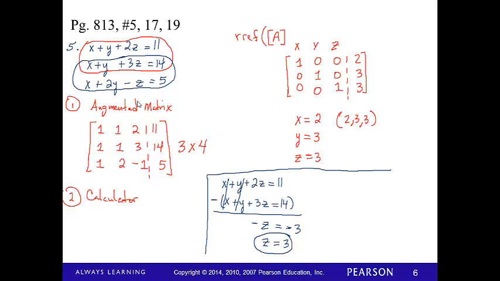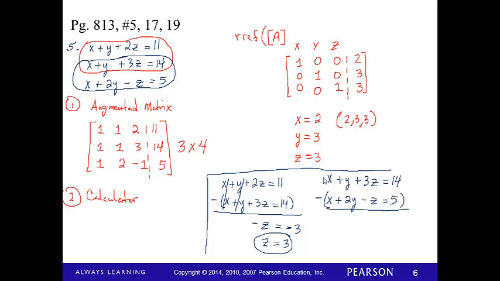So now we're going to work with the last 2 equations. So again, we're going to subtract them. So we have x plus y plus 3z equals 14. And then we have x plus 2y minus z equals 5. And remember, we're only subtracting them because I want to eliminate the x's, which means I need their coefficients to be the same values but opposite signs.